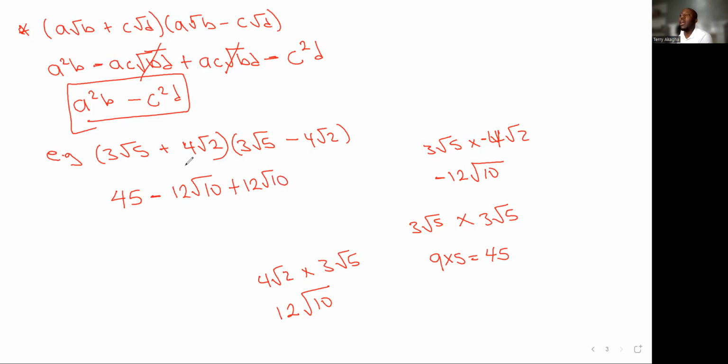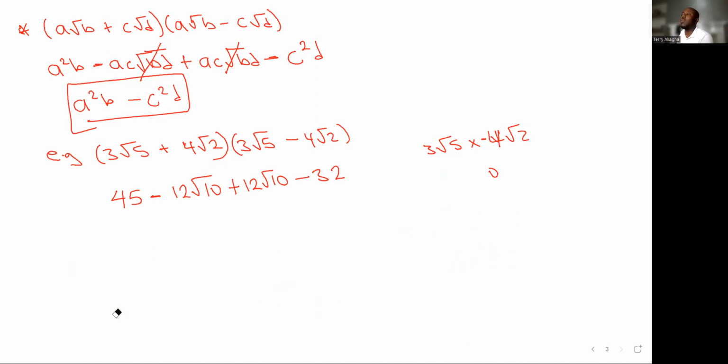Okay? And the last one, we're going to have 4 root 2 multiplied by minus 4 root 2. So 4 times minus 4 will give us minus 16. Root 2 times root 2 will give us 2. So minus 16 times 2 will give us minus 32. So the answer here is going to be minus 32. Okay? So it's very important that you revise the product and division rule, the previous rules, so that you can understand the rules as we keep going forward.